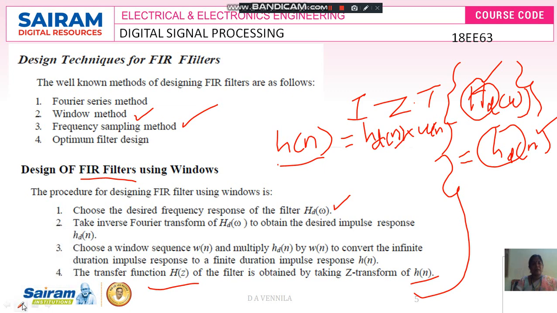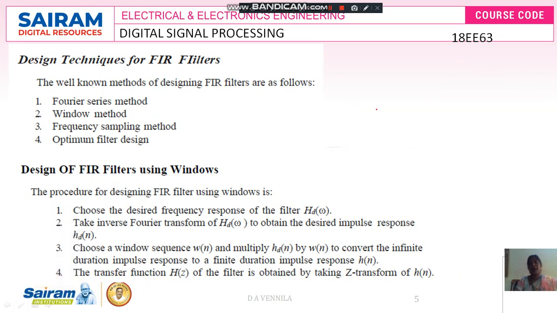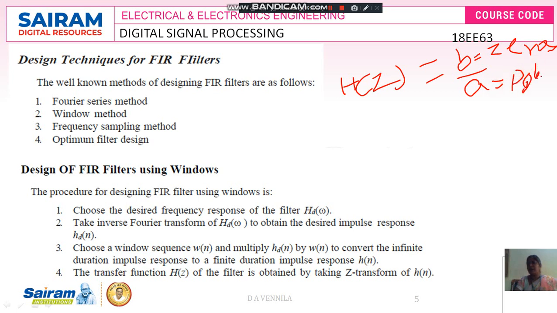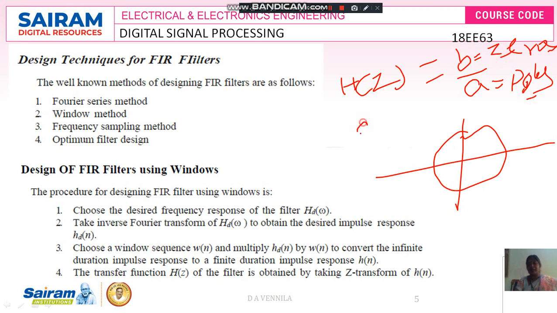Now we know what is meant by transfer function. The transfer function is defined as the ratio of the Z transform of the output to the Z transform of the input. H of z is equal to the B coefficients divided by the A coefficients. The B coefficients are zeros, and the A coefficients are poles. After finding the transfer function, if all the zeros and poles are located inside the unit circle, then we can say the system is stable.